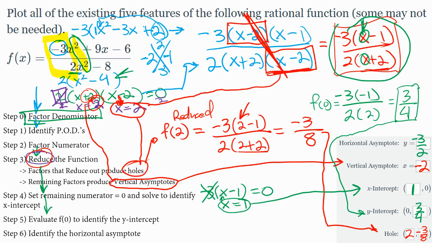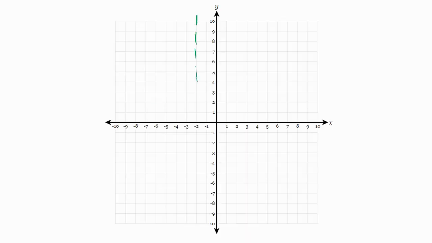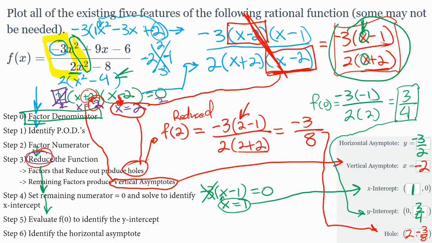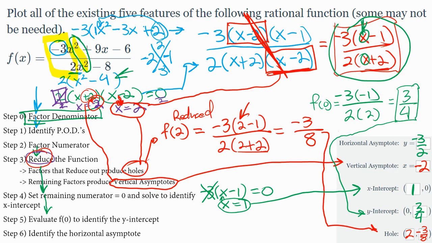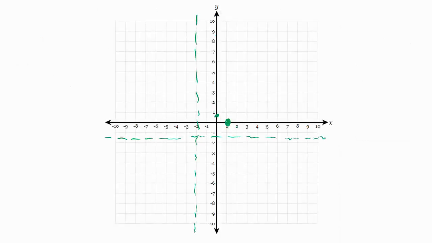This is the first time that we have all 5 components in one place. So horizontal, vertical asymptote, easiest place to start. So vertical asymptote at negative 2. And then my horizontal asymptote is at negative 3/2. We've got an x-intercept at (1, 0). We've got a y-intercept at (0, 3/4). Right in there. And then we've got a hole at (2, negative 3/8), right in there, something like that.